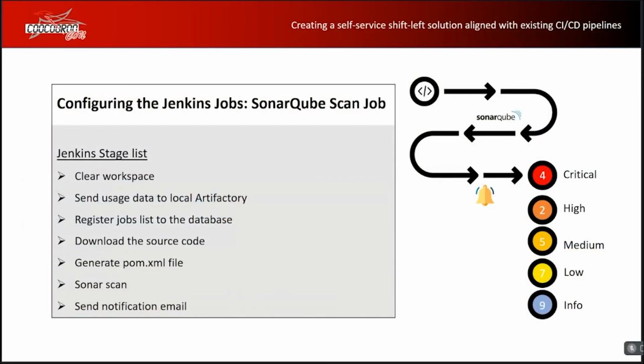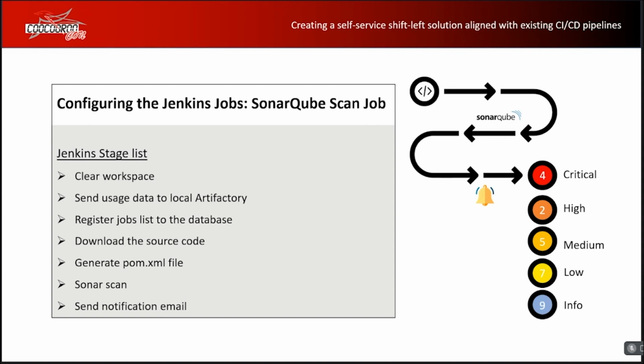In Jenkins, the SonarQube Jenkins job is split into 7 stages. The job starts with clearing up the workspace, and then the next stage sends usage data to the local Artifactory we have, and we run a bash script. It just sends a POST request to the Artifactory URL to estimate how many development teams are using these scanners.